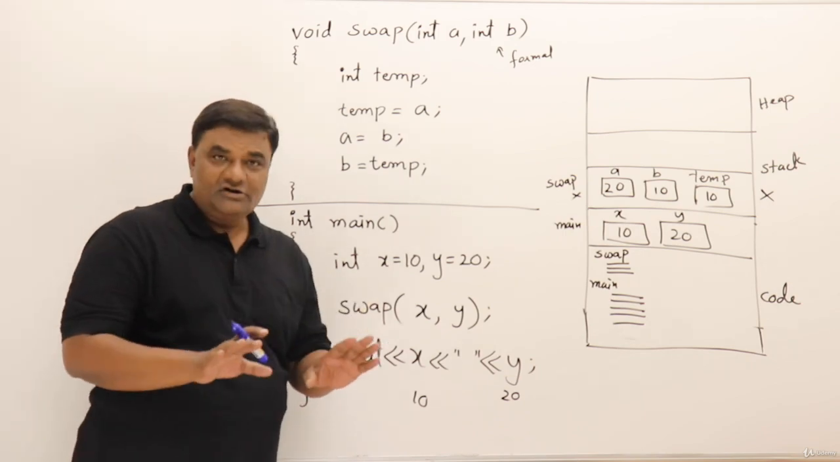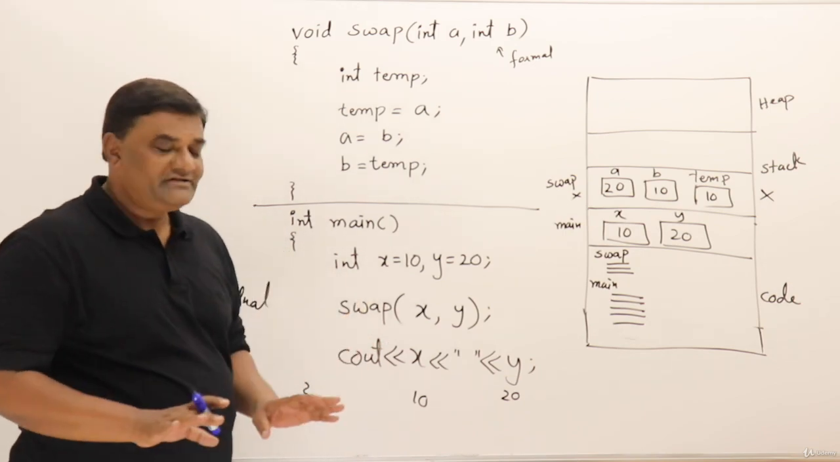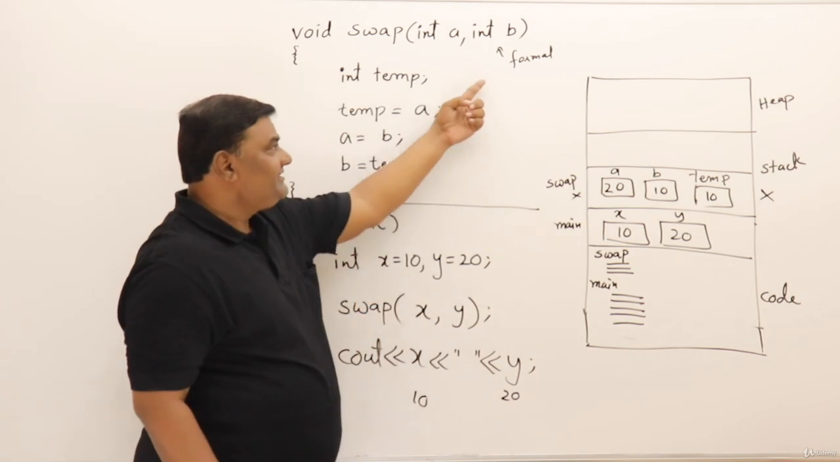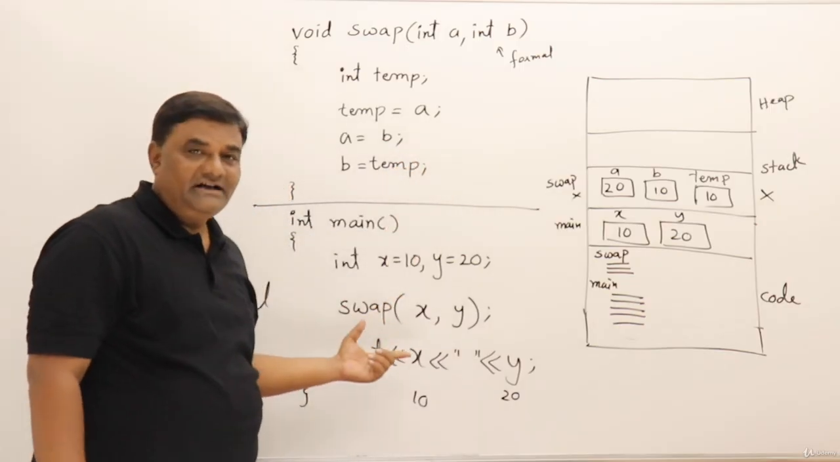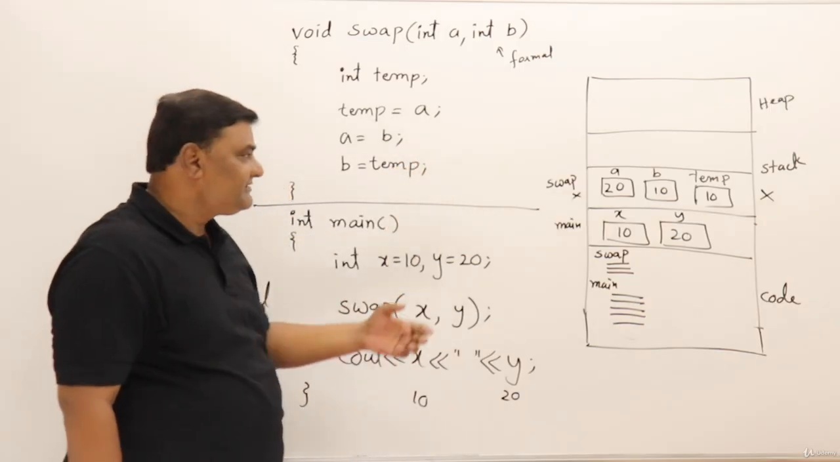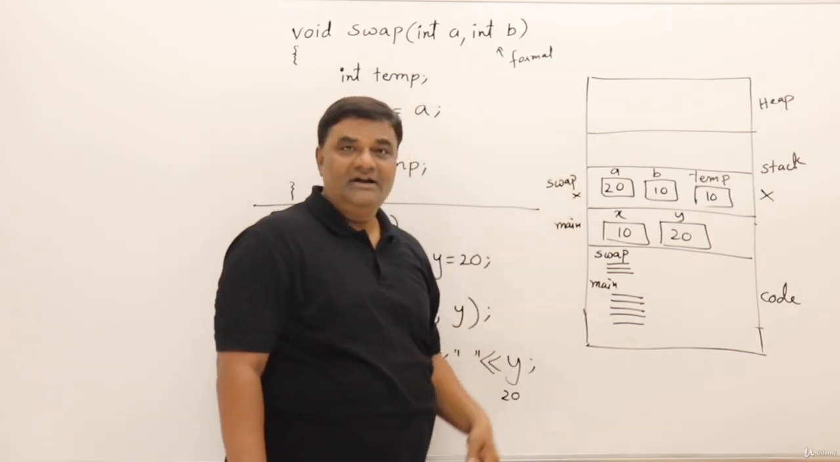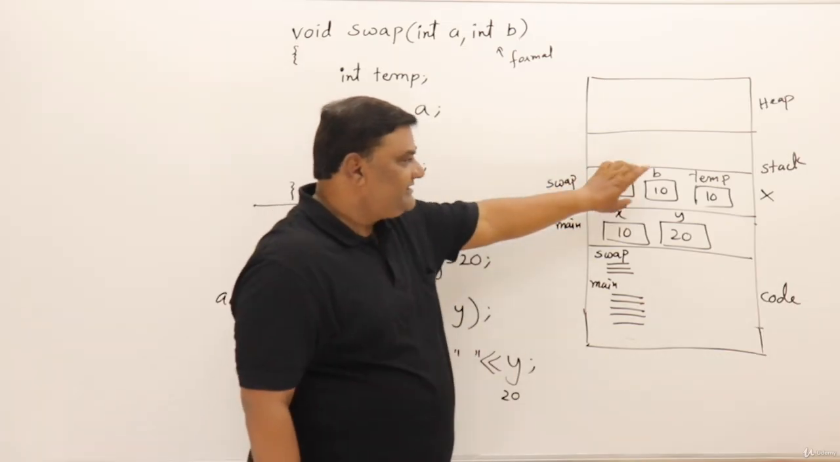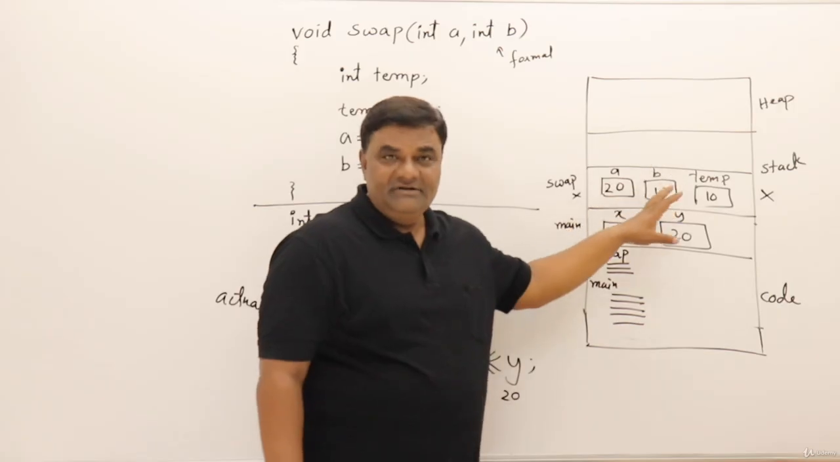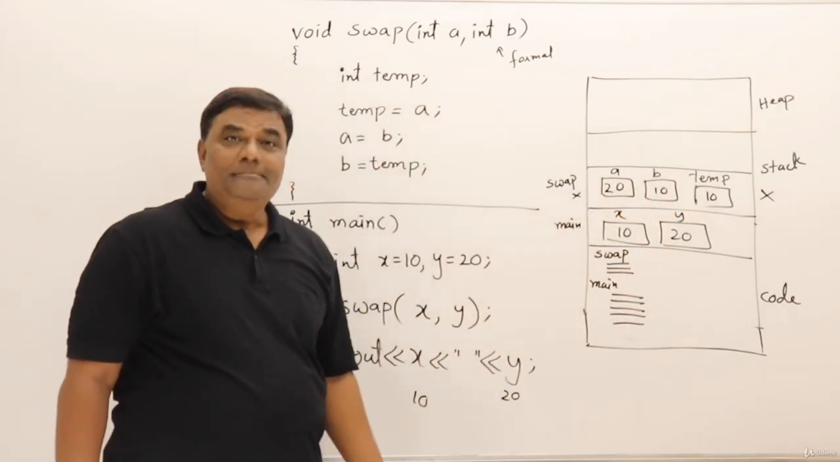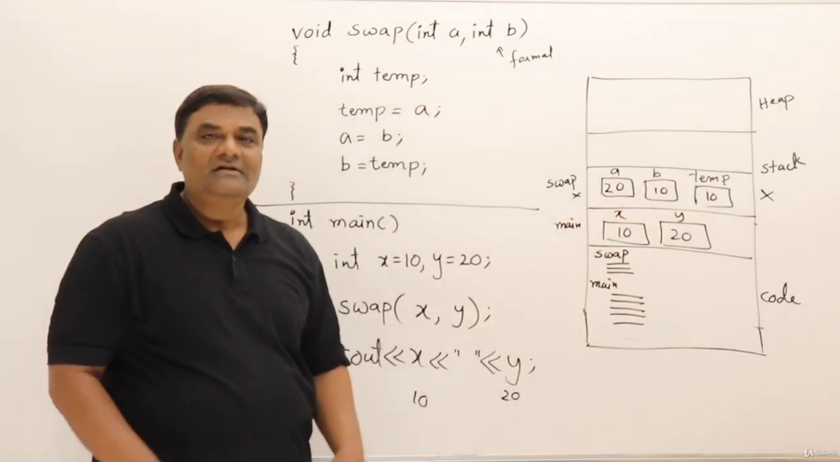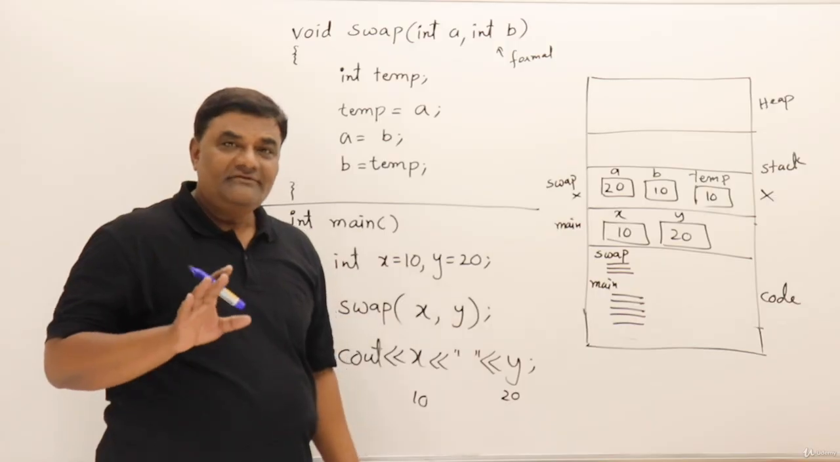So we have finished with call by value. I repeat the points once again: if any changes are done to formal parameters, that will not reflect in actual parameters. You can see that the activation record of main is different and the activation record of swap is different, and it is making changes in its own variables. So it is not modifying main's variables. That's all. This is call by value.